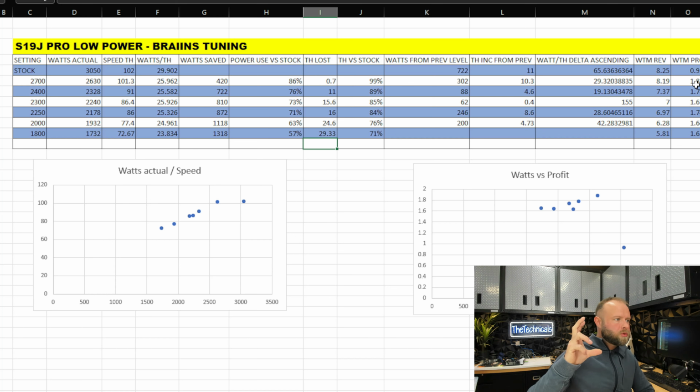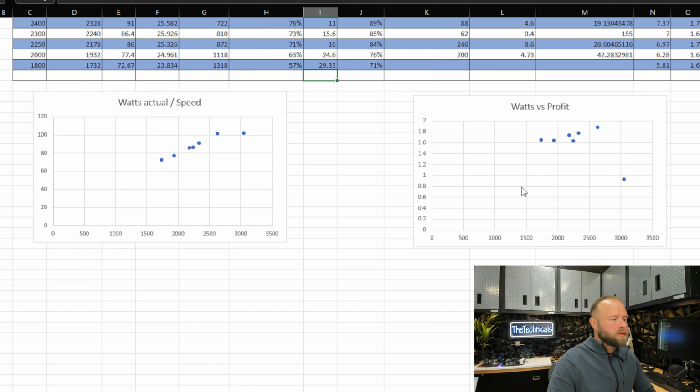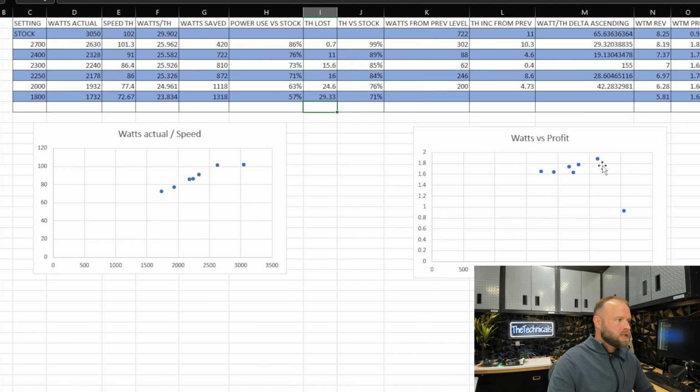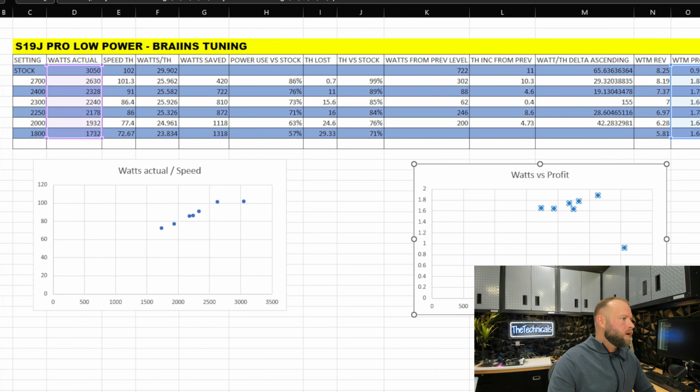The profit seems to plateau a little bit, and you can see I plotted it here in watts versus profit. So there's kind of a plateau effect here, and then it jackknifes up a little bit, and then it falls down into hell with that stock setting. So this plot, 2700 watts, yields $1.88 in profit per day, and it continues down from there.